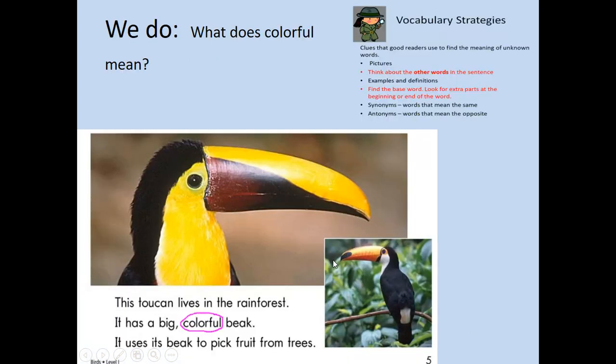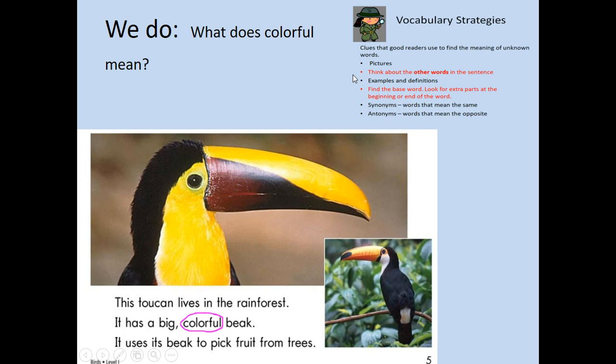Now it's your turn. The question is, what does colorful mean? Let's read. This toucan lives in the rainforest. It has a big, colorful beak. It uses its beak to pick fruit from trees. Take a look at the chart, boys and girls. What clues are you going to look for? Are you going to use the pictures?